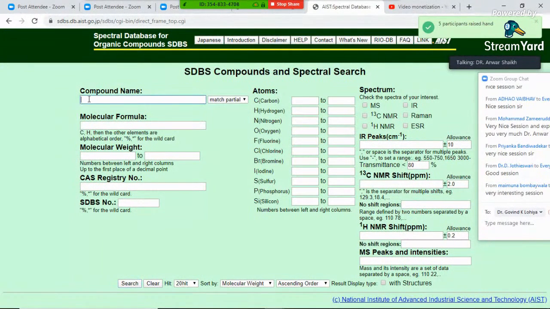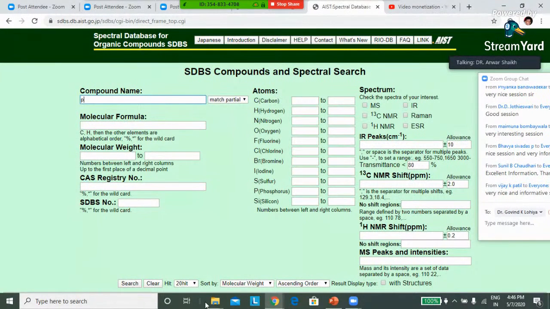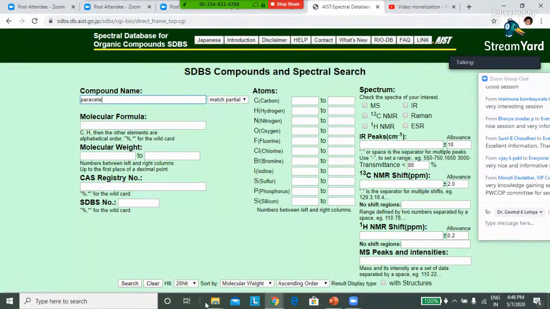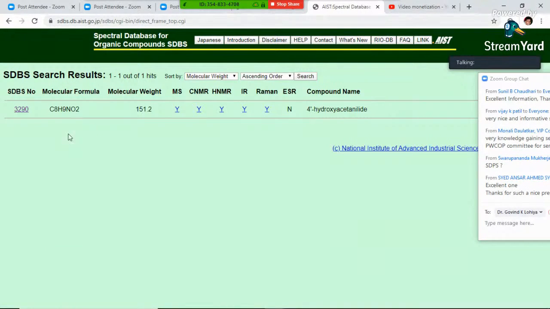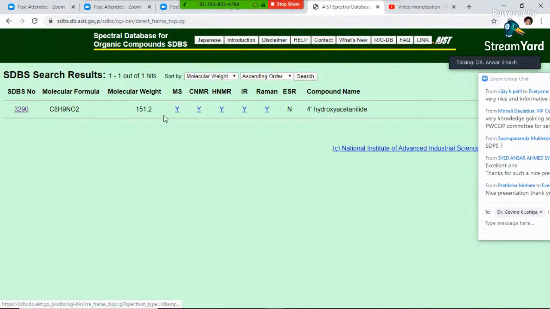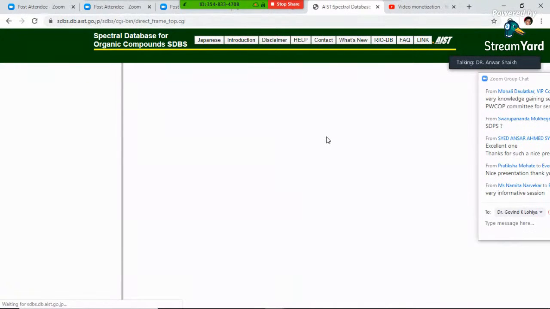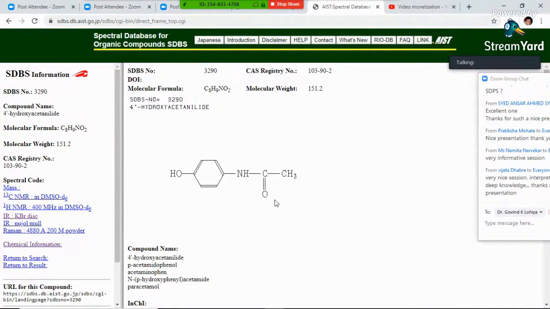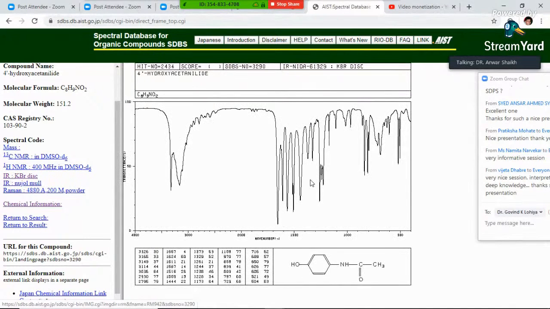If you want to find out the reported IR spectra of, say, paracetamol, type here the name of the compound, paracetamol, spelling correctly, and click the search button. You will find ESR, Raman, IR, HNMR, CNMR, and mass of paracetamol. I'm just clicking here. 4-hydroxyacetanilide is the IUPAC name. This is my structure of paracetamol, and here I will get the mass, CNMR, and by clicking on the IR, we'll get the IR of paracetamol.